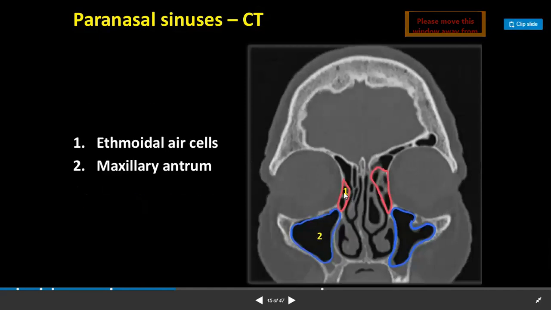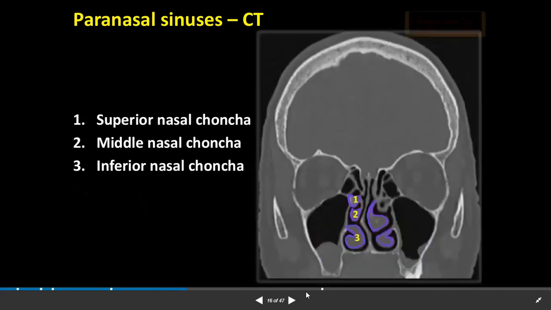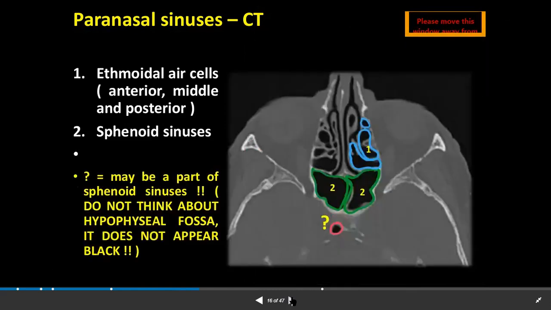So we have this one as ethmoidal air cells and this is the maxillary antrum, right? In the CT also we are able to see the superior nasal concha, middle nasal concha and inferior nasal concha. Okay. So then here you are finding these are the ethmoidal air cells, right? Anterior, middle and the posterior.